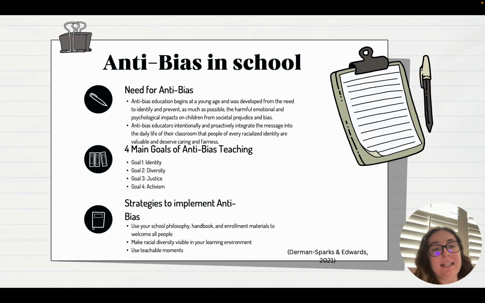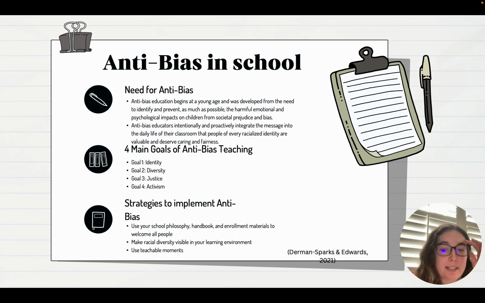And then anti-bias in schools. So, anti-bias education often begins at a young age, and it was developed from the need to identify and prevent as much as possible the harmful emotional and psychological impact on children from societal prejudice and bias. Anti-bias educators intentionally and proactively integrate the message into the daily life of their classroom that people of every racialized identity are valuable and deserve caring and fair treatment.